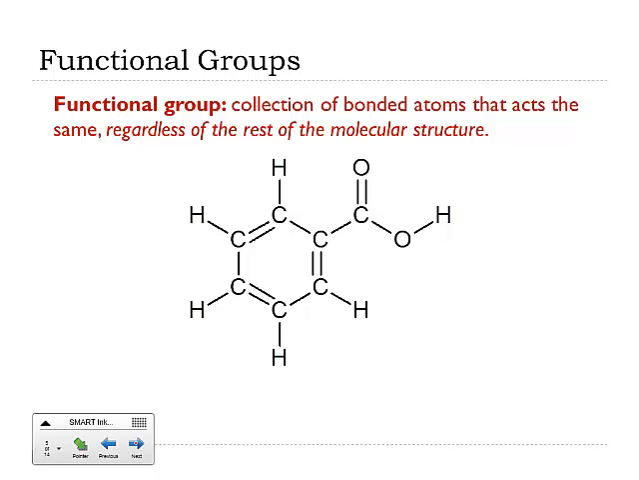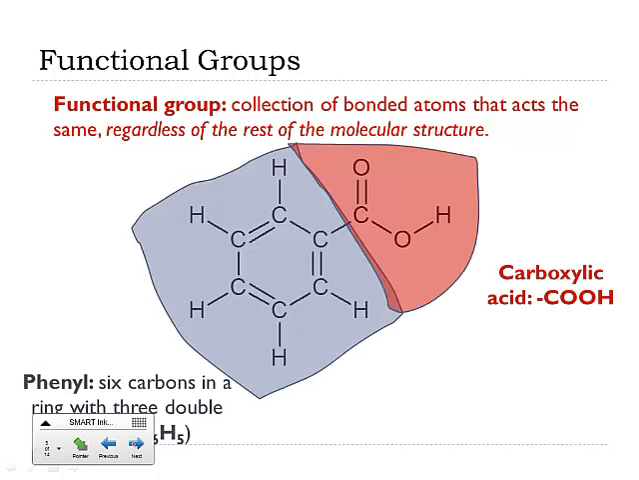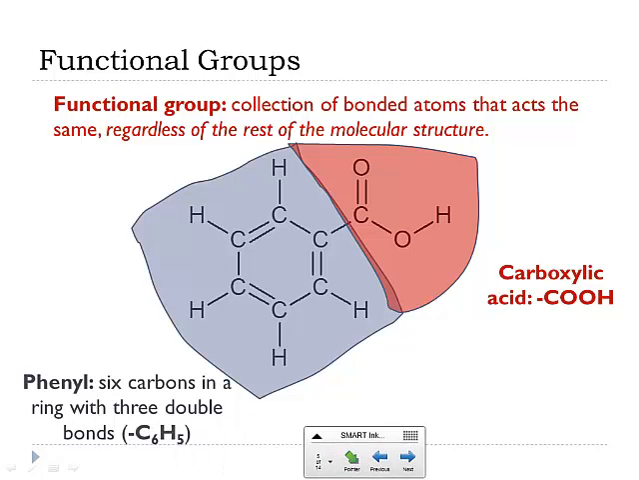Functional groups are just a collection of bonded atoms, and a functional group acts the same regardless of the rest of the molecule and its structure. So if I have a particular functional group, like this phenyl ring here, a phenyl ring is a 6-membered ring of carbons, with double bonds in every other position and hydrogens on the outside. So a phenyl ring is C6H5. I see 1, 2, 3, 4, 5 hydrogens, and I see another bond out.